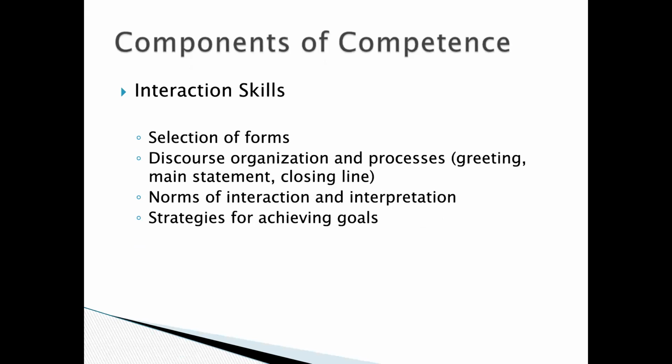Then we have interaction skills, so selection of the forms, discourse organization and processes, greeting, main statement, closing line, for instance, if you're giving a speech, and of course, norms of interaction and interpretation, as I discussed just now, and the strategies for achieving goals, right? So a good way to explain norms of interaction and interpretation.